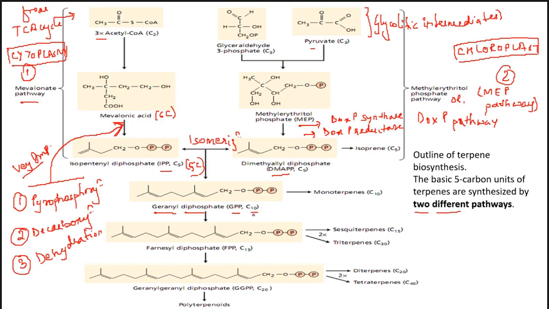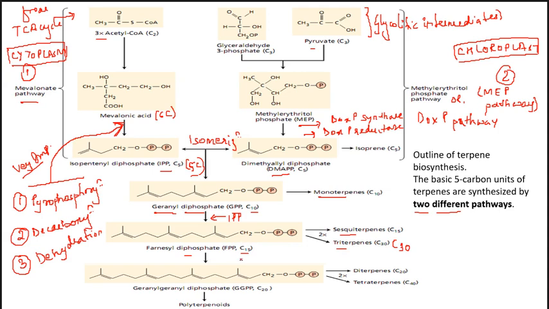This 10 carbon compound, as already discussed, is a monoterpene. Now this 10 carbon will combine with one molecule of IPP to form a 15 carbon compound known as farnesyl diphosphate, FPP. This 15 carbon is a sesquiterpene, C15, and two 15 carbon compounds will form a triterpene. C15 plus C15 will form C30, which is a triterpene.